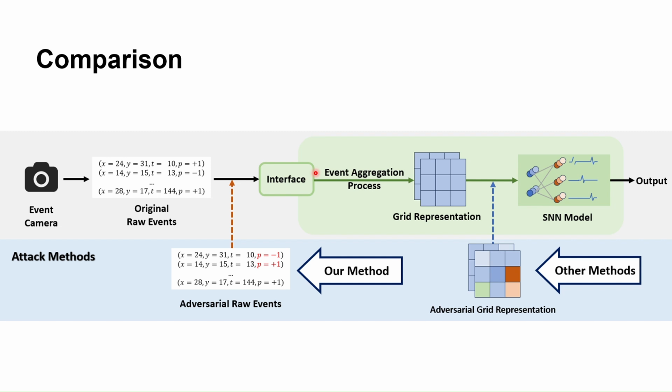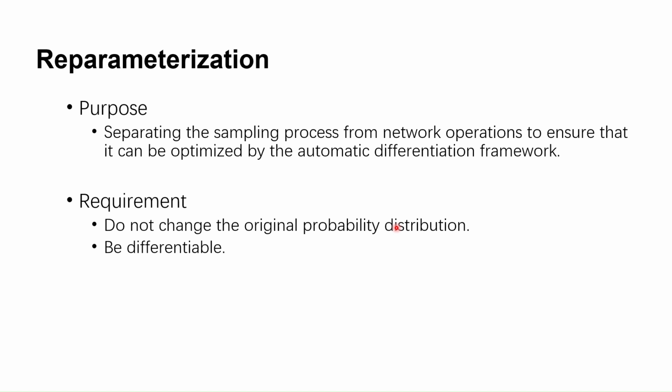For instance, a change in a frame's value could result from thousands of timestamp changes, while our approach preserves more of the original event characteristics. Our core technique is reparameterization using a concrete distribution. Specifically, we employ the straight-through Gumbel softmax.